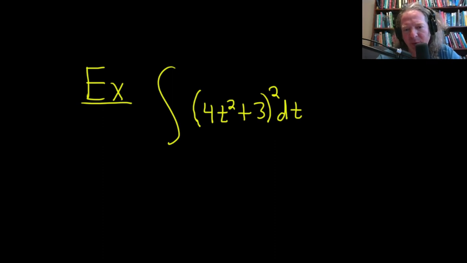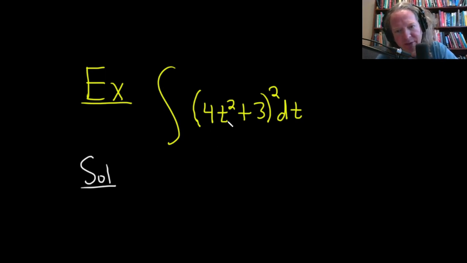Okay, in this example, we're going to integrate 4t squared plus 3, and then the whole thing here is being squared. Let's go ahead and try to work through it. Solution. So to do this, I think one way to do it is to simply expand it out. And because there's a 2 here, you can write it twice and just multiply it out, or you can take a shortcut. Let's just write it twice.